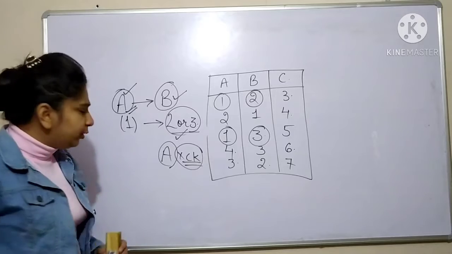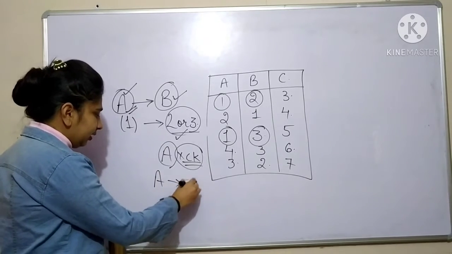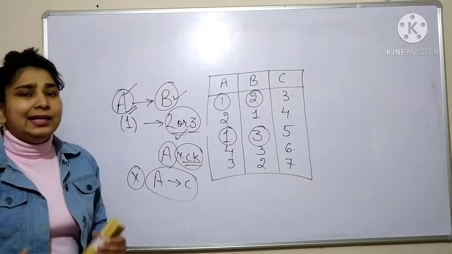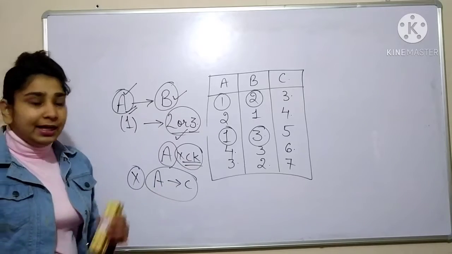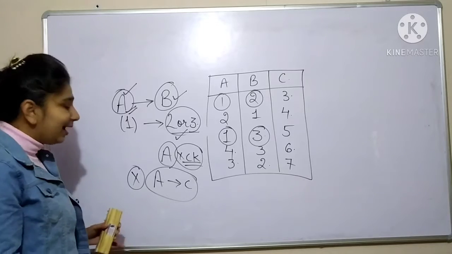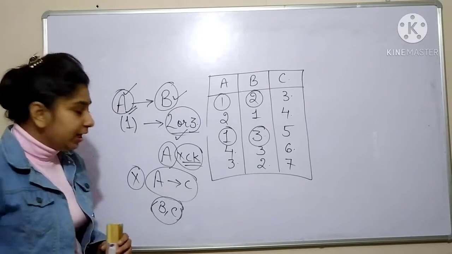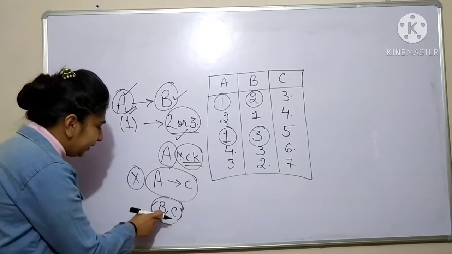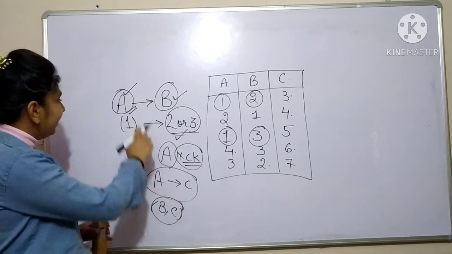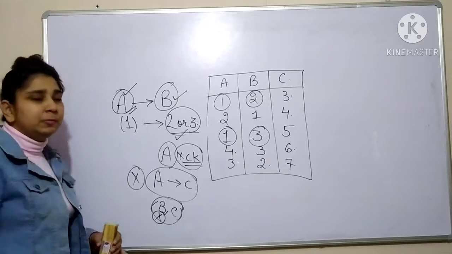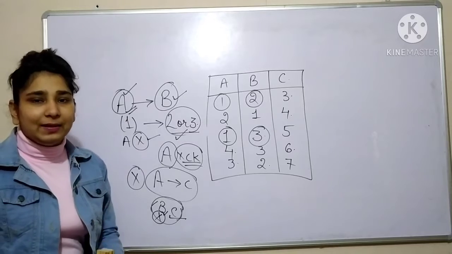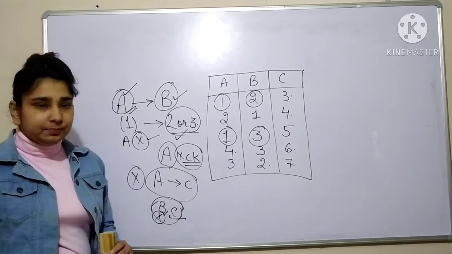And you don't need to check from A to C, because if any attribute is to be the key attribute, it should determine all the other attributes. What are the attributes we have? B and C. So A should determine both B and C. We saw that A is not able to determine B, so we don't need to check A to C. A cannot be the candidate key.